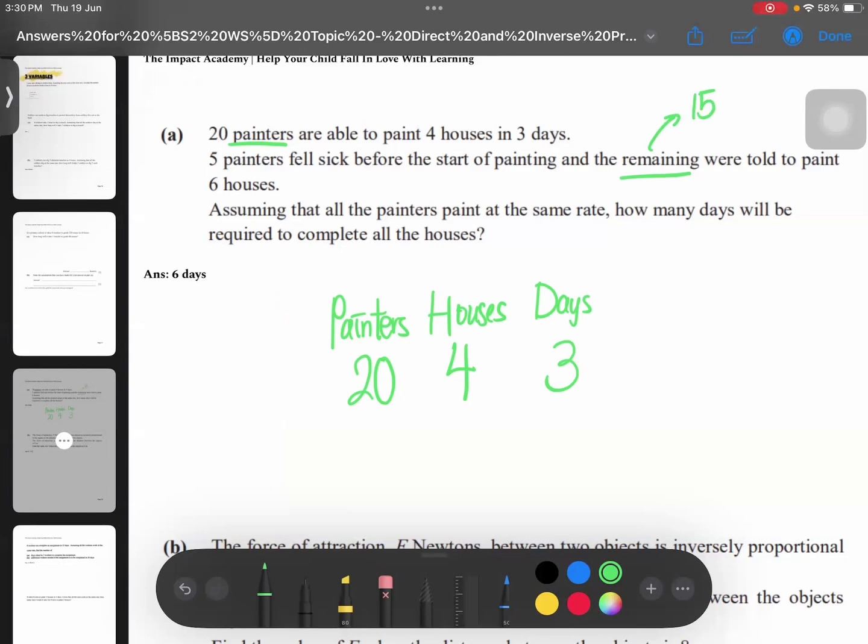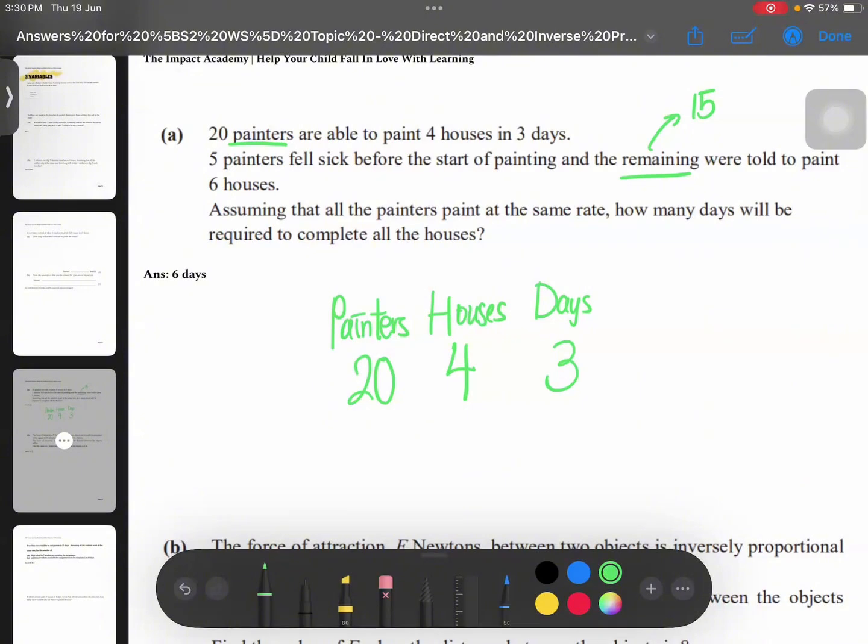Right, so 5 painters, when they were about to go for work, or even the day before going for work, they already fell sick. They tested COVID positive. Am I making sense? One of them maybe fell down the staircase and sprained the ankle, right? You get what I'm trying to say? So over here, these 5 people, did they even come for work? They never even come for work. That means they didn't even contribute. You understand? They didn't even take the pain at all.